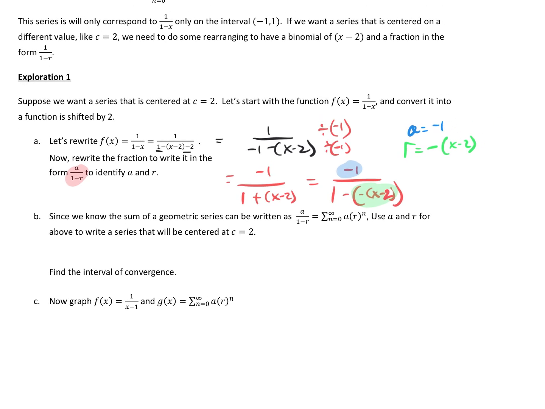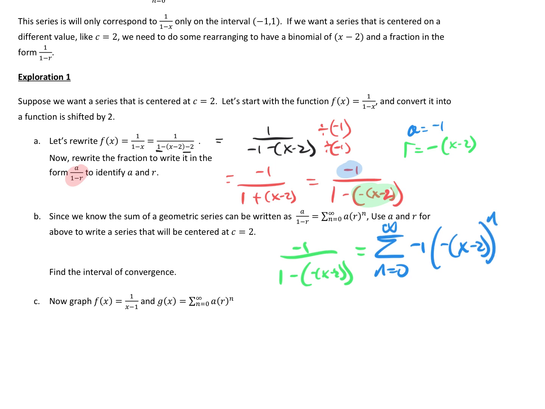All right, so now with that, we can write this as the series negative 1 over 1 minus negative x minus 2 is equal to the series from n equals 0 to infinity of negative 1 times, and we've got negative x minus 2 to the n. So here's our geometric series. We've got our radius to the n power times a.